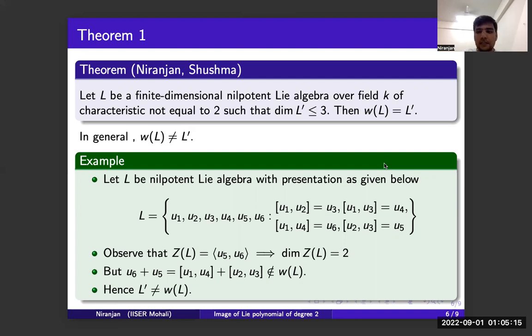Now the question is, when can it be equal? What are the conditions? In general, we are not able to determine the condition, but for the dimension of L dash equal to 4, we proved a result.